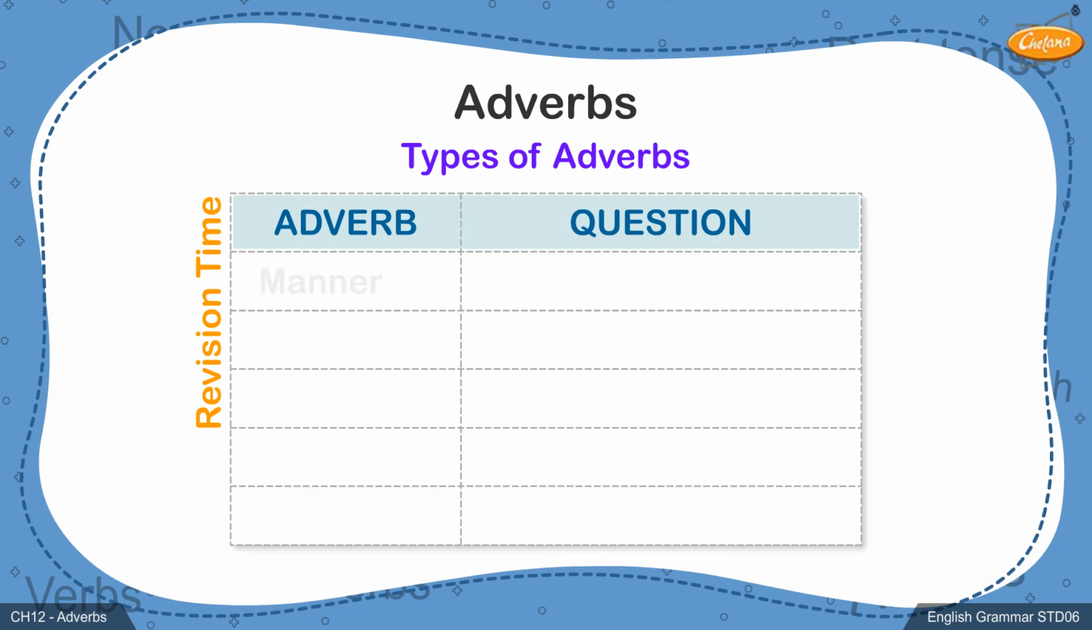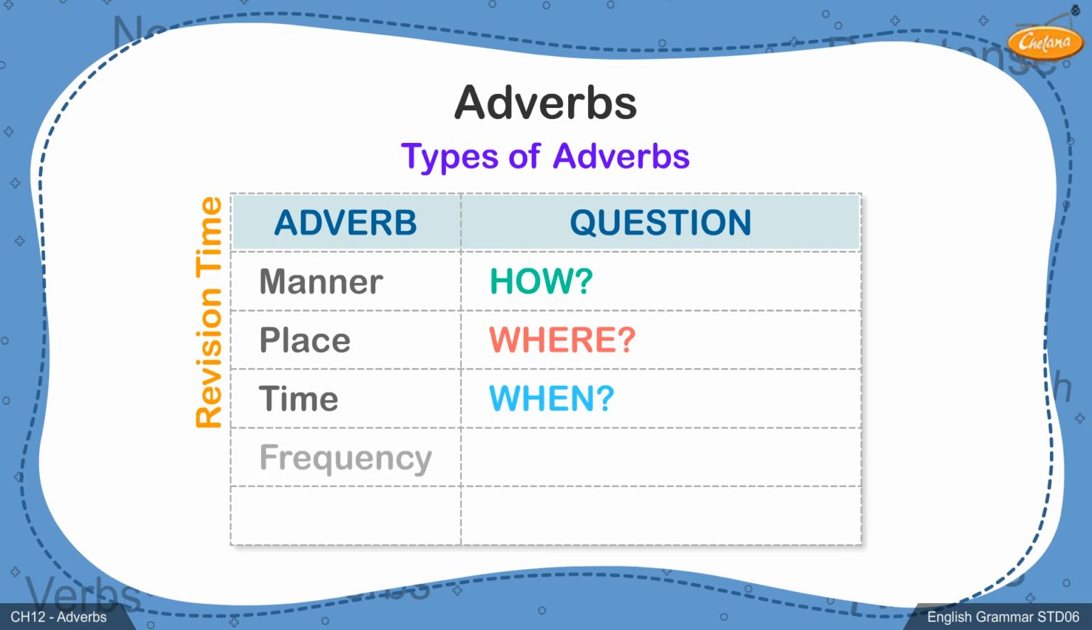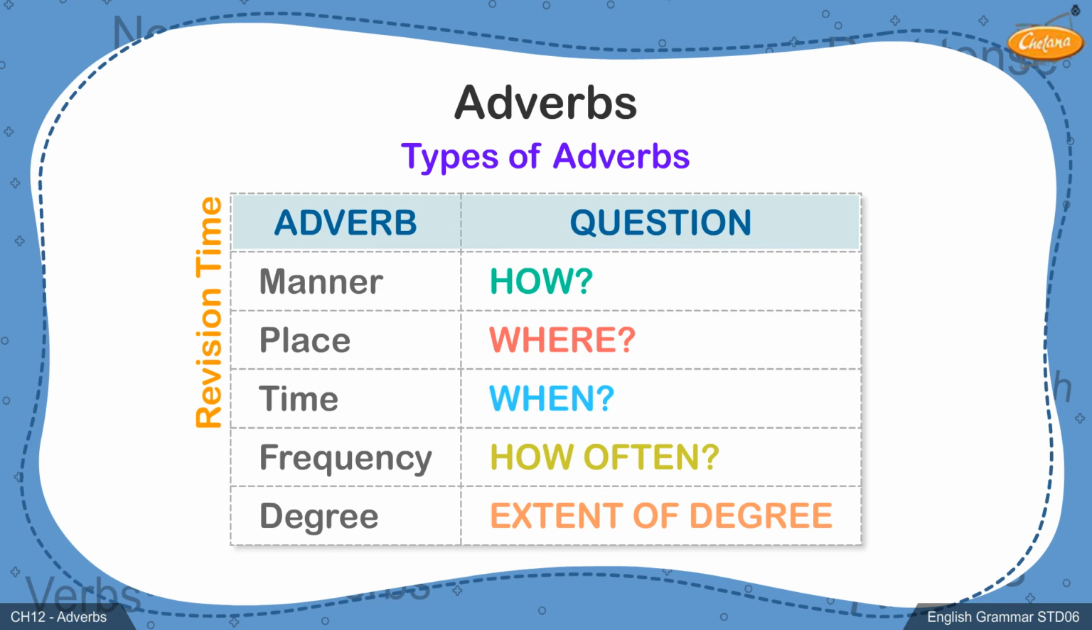Let's revise. Adverbs of manner answer the question how. Adverbs of place answer the question where. Adverbs of time answer the question when. Adverbs of frequency answer the question how often. Adverbs of degree talk about the extent or degree of something.